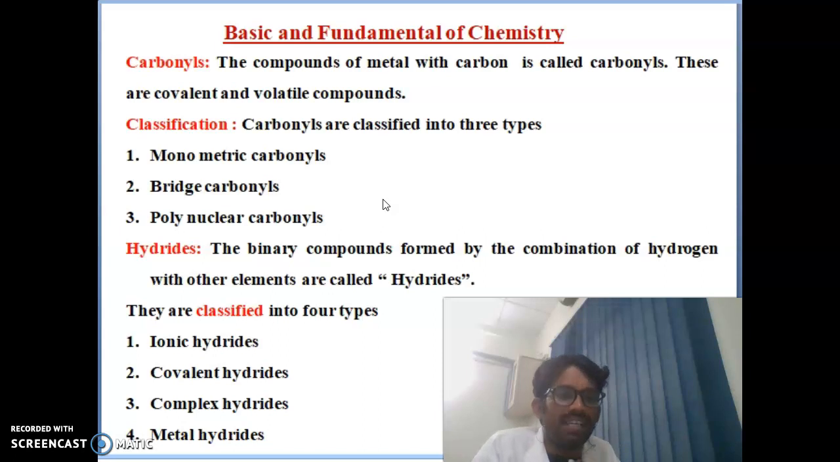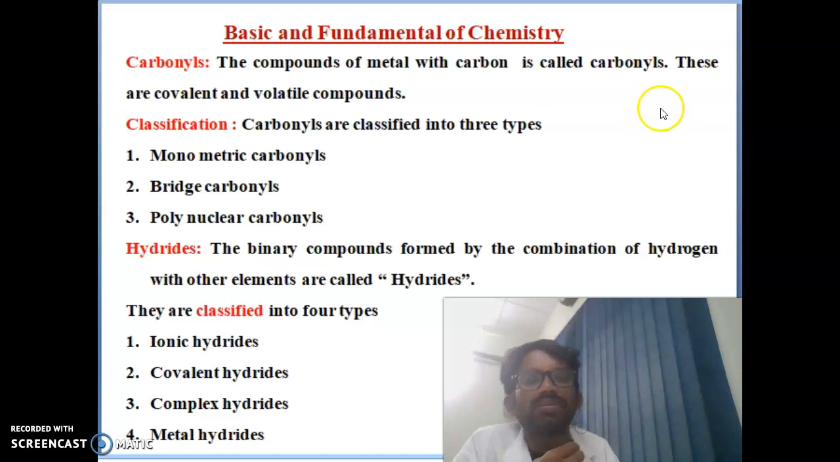What are carbonyls? In simple words, in graduation level they will ask you a 4-mark or 5-mark question on this. Anyhow, we will discuss what carbonyls are. The compounds of metal with carbon are called carbonyls. These carbonyls are covalent and volatile compounds. In one word, carbon-containing metals, or metal with carbon, are called carbonyls. Carbonyls are mostly volatile and covalent compounds.